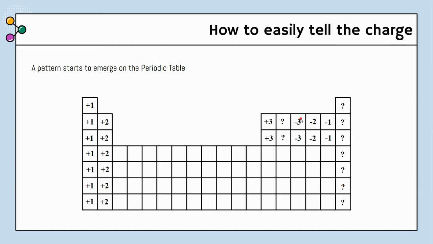Going further, we see a pattern kind of in the opposite direction. This column has a -3 charge, this column is a -2, this column is a -1, and our noble gases, because they're already full with valence electrons, also really don't form any kind of charge. You can annotate your periodic table with the charge above these columns as a reminder.